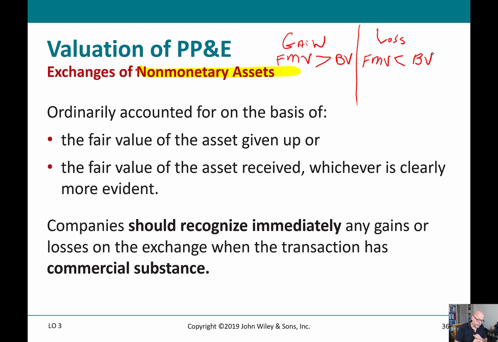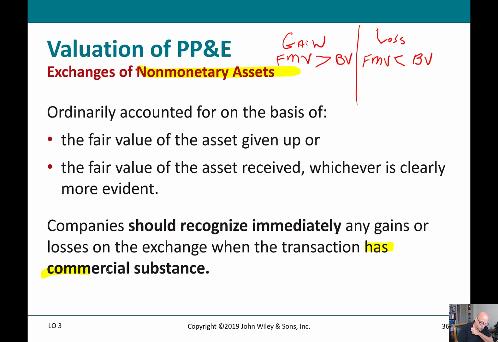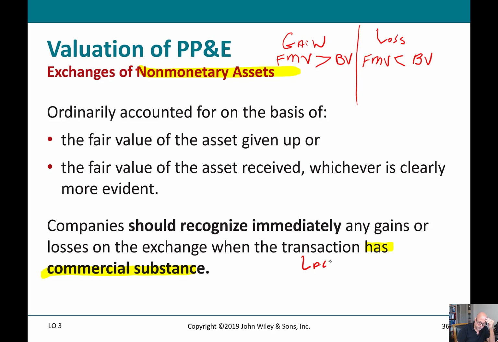It's going to depend on whether or not the transaction has commercial substance. A transaction either has commercial substance or it doesn't. You either have hair or you don't have hair. You lack hair if you don't have hair, right? So you either have commercial substance or you lack commercial substance. Those are the two possibilities. Now what happens? A transaction has commercial substance if cash flows will change significantly.